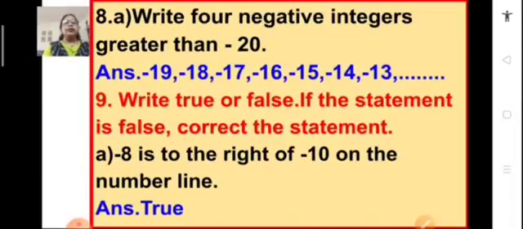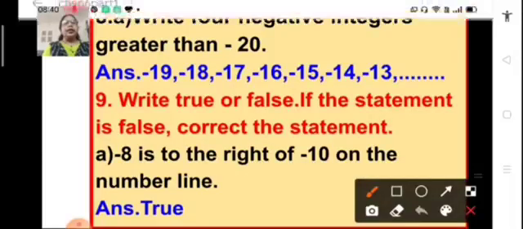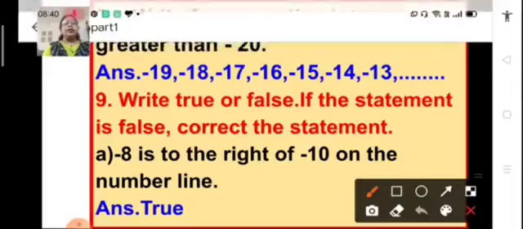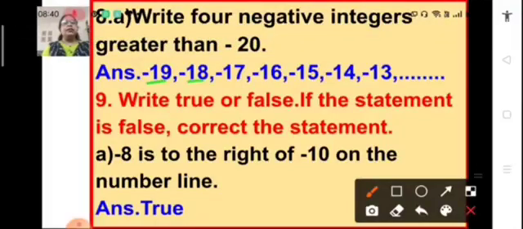Question number 8. Write 4 negative integers greater than negative 20. So what are the negative integers greater than negative 20? They are negative 19, negative 18, negative 17, negative 16, negative 15, negative 14 and negative 13. And we can get more as we move towards right on the number line.